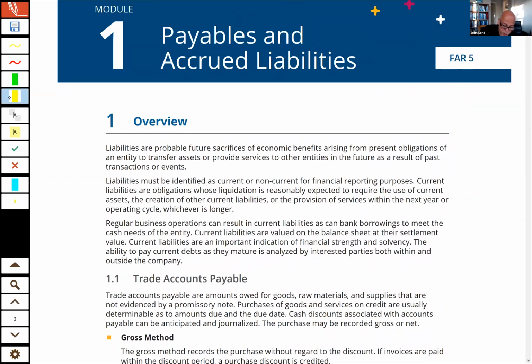We just start out saying that liabilities are going to be either current or non-current. Now they tell us that current liabilities are those that will have to be paid within the next year or the operating cycle, whichever is longer. And if you're not a current liability, you are what? You are a non-current liability.